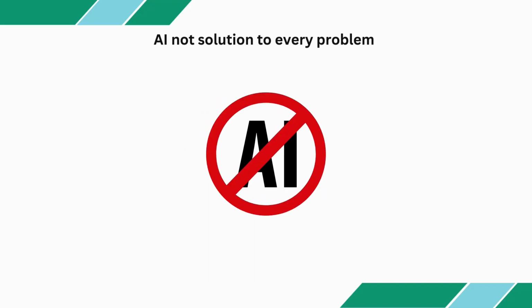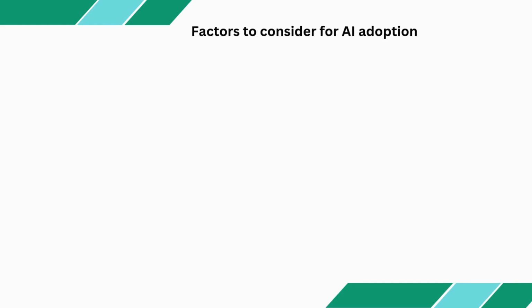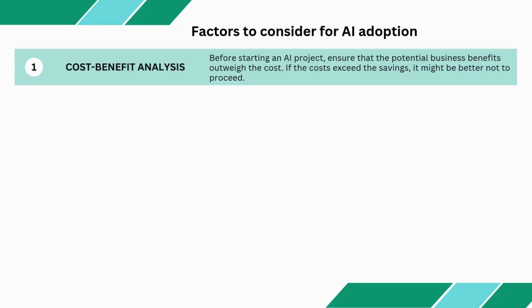Isn't that amazing? So the point I want to emphasize through this story is that AI isn't the solution to every problem. It's important to understand where AI fits best and where it will provide a good return on investment, or ROI. Now let's discuss various scenarios where we should not be using AI, and also what are the various factors we should consider before deciding when to use AI and when we should not. Firstly, cost-benefit analysis. Before starting an AI project, ensure that the potential business benefits outweigh the cost. If the costs exceed the savings, it might be better not to proceed.